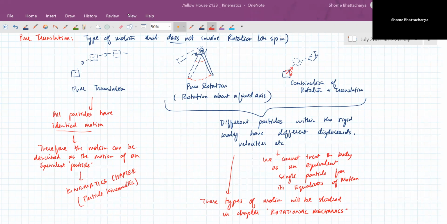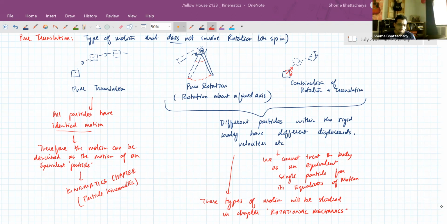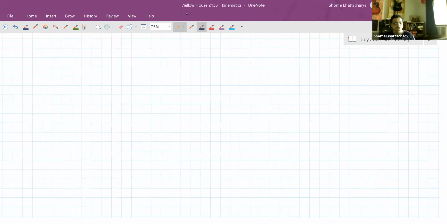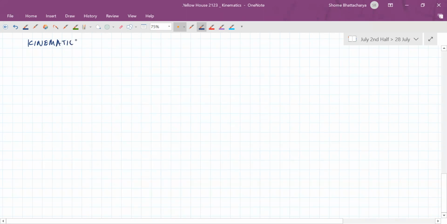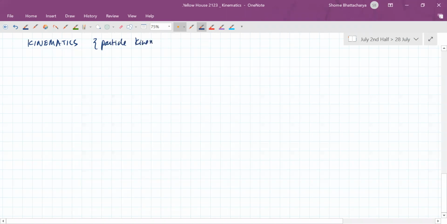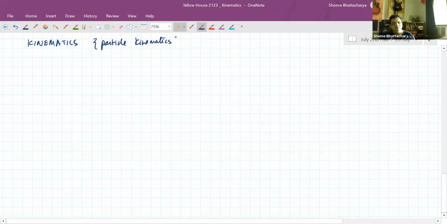Okay, so these points are clear, I hope. If anybody has any question in this, you can clarify with me. Okay, so now having understood this, let's get down to the parameters that we use to describe particle kinematics. Just keep in mind that what we mean by the term kinematics here is particle kinematics. So even if we are describing the motion of a large object, we are treating it effectively like a particle. We have to visualize the whole thing that way.